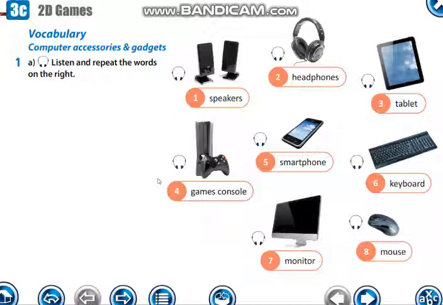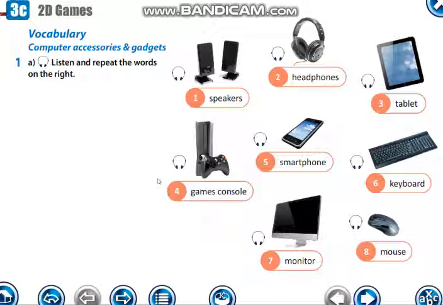And today, the theme of our lesson is 2D games. Have you known about these types of games? Have you heard about it? In this lesson, we will read the text about it, watch the video, and also we will take computer accessories and gadgets. Now, open your students' books on page 40.